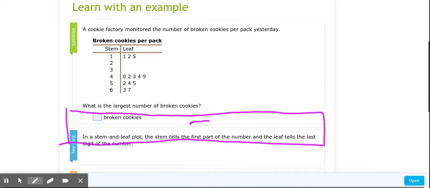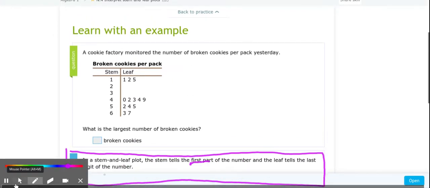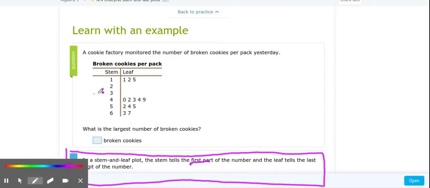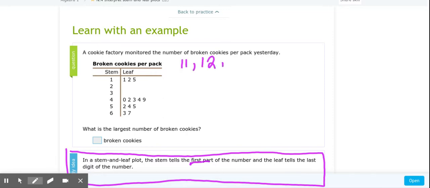So if we're looking at this example here, a cookie factory monitored the number of broken cookies per pack yesterday. The way we would read this is the stem would be the tens digit and the leaf would be the ones digit. So in the first stem, we have 1, 2, and 5. If I were to write those out as separate numbers, that would be 11, 12, and 15. Again, the stem is the tens digit and the leaf is the ones digit. So this reads as 11, 12, and 15.